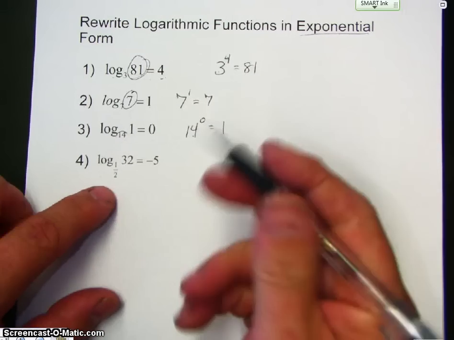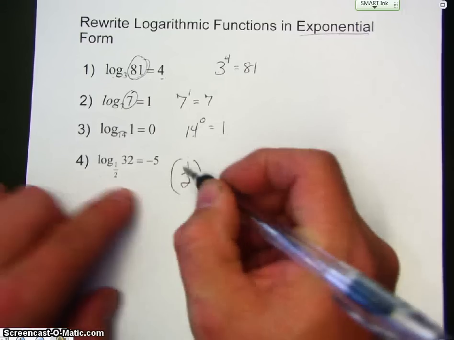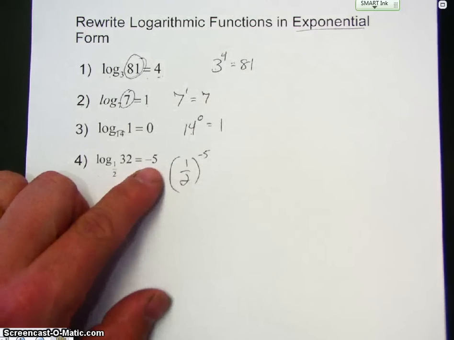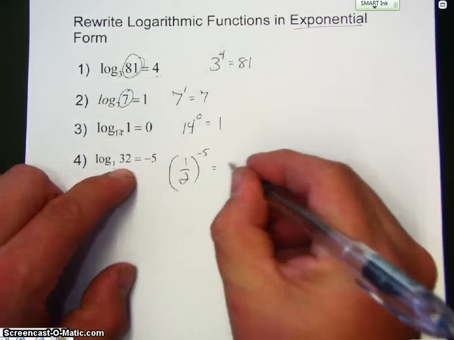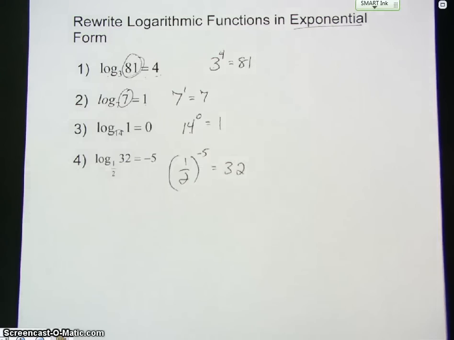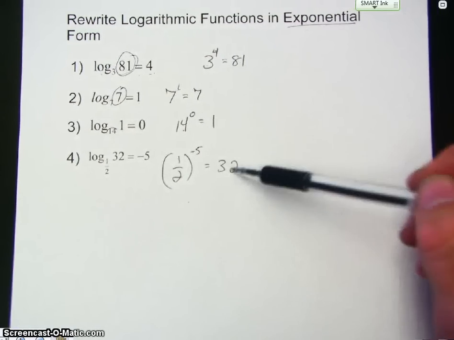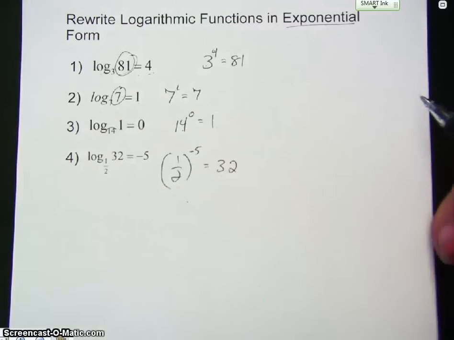Number 4, the base of this log is 1/2. It's equal to -5. Okay, so that's my exponent, and then 32 is what it's equal to. And you can do any of these on the calculator and you will get these results. So these are correct. Right?